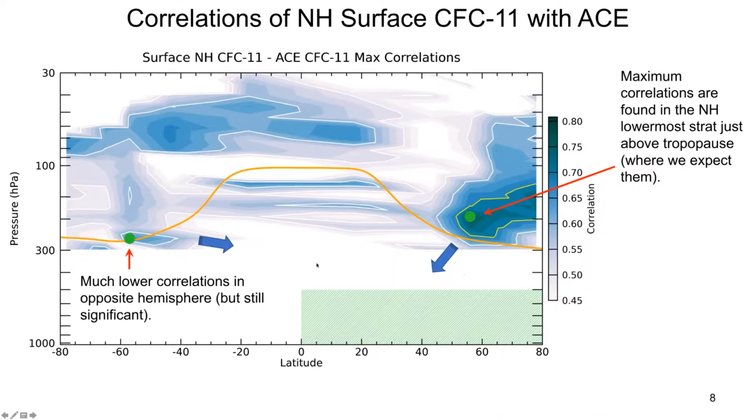We can also see, though, that there are correlations with the opposite hemisphere, the southern hemisphere in this case. They're much lower than in the north, but still significant. So there is a contribution of these anomalies from the opposite hemisphere.